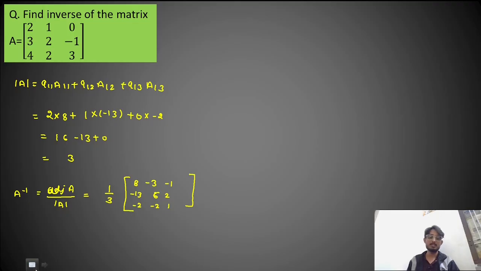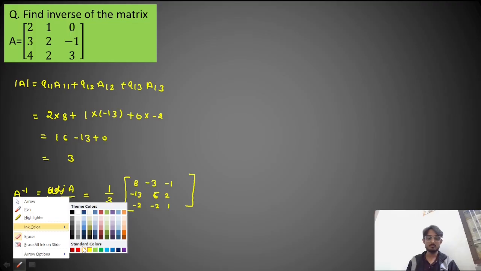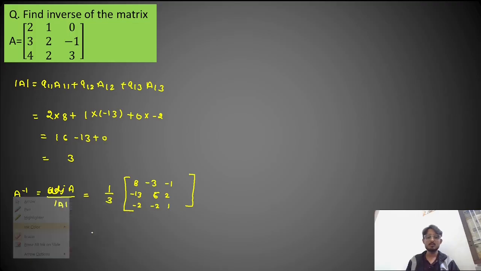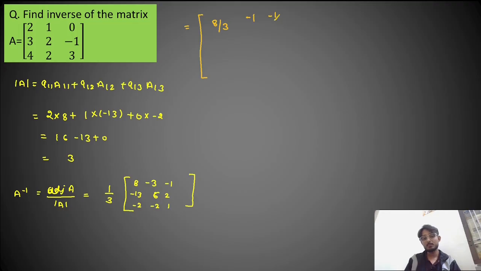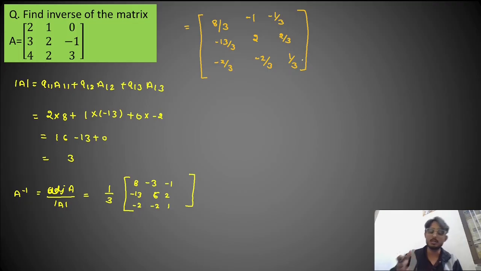You can write this answer also as follows: take 3 inside this matrix. 8 upon 3, 3 upon 3 equals 1 so minus 1, minus 1 upon 3, minus 13 upon 3, 6 upon 3 equals 2, 2 upon 3, minus 2 upon 3, minus 2 upon 3, and 1 upon 3. This is A inverse. Okay, I hope you have understood this concept.